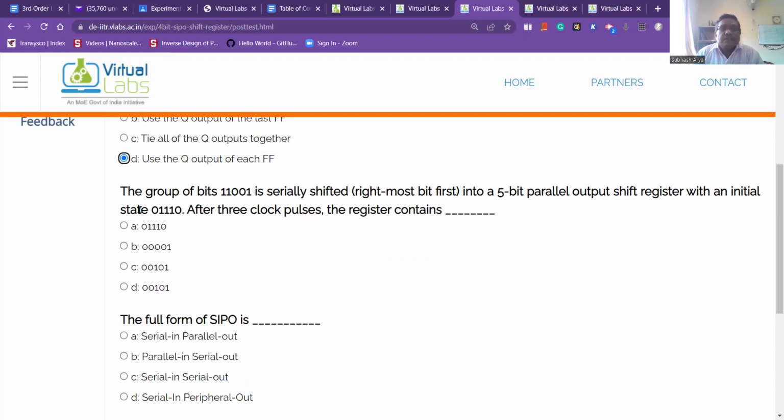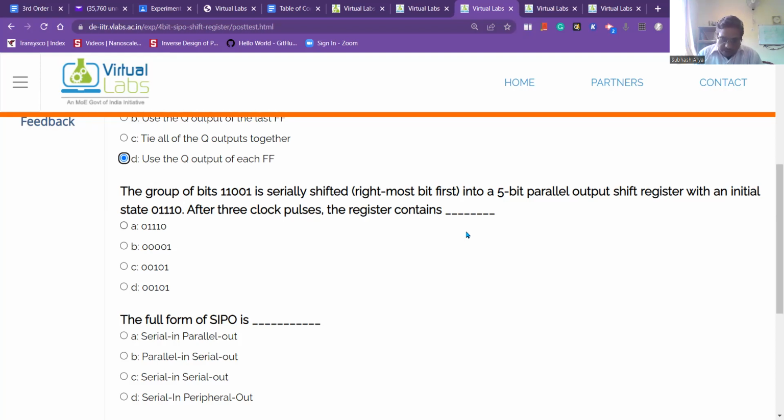Now again, we have to write basically a group of bits. 11001 is serially shifted, meaning right mode, where the first bit is shifted rightmost. So let us write this data, 11001. This is the data which is entering into a SIPO, a 5-bit parallel output shift register, with the initial state. So what is the initial state? Initial state is 0, 1, 1, 1, 0. After 3 clock pulses, the register contains what? So we have to count 3 clock pulses.